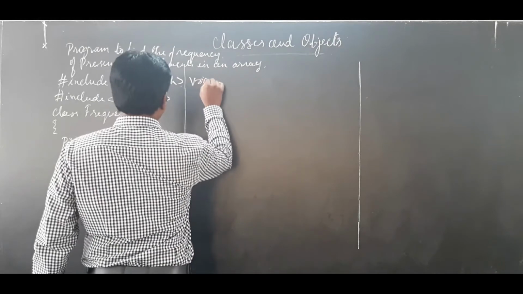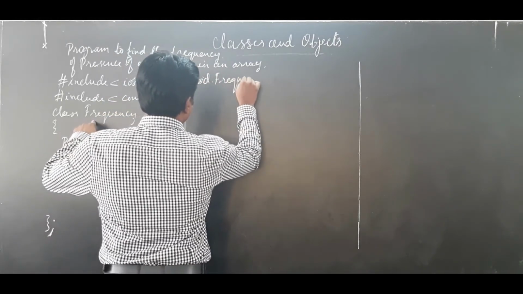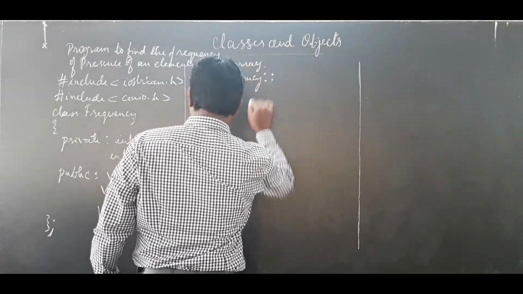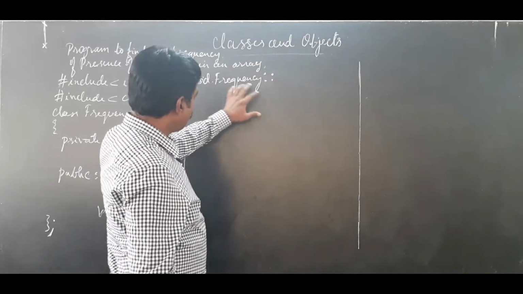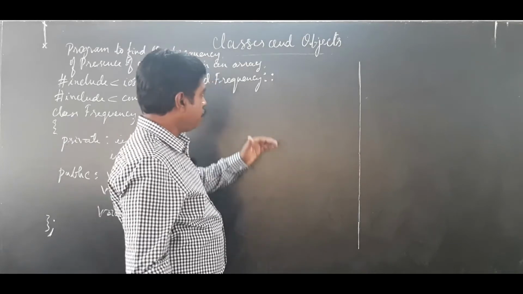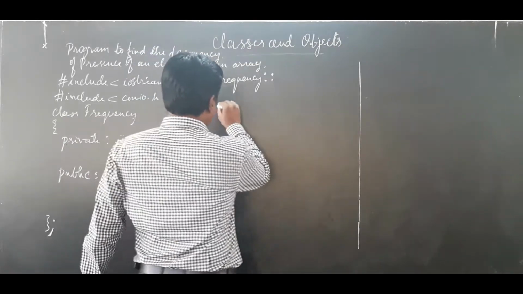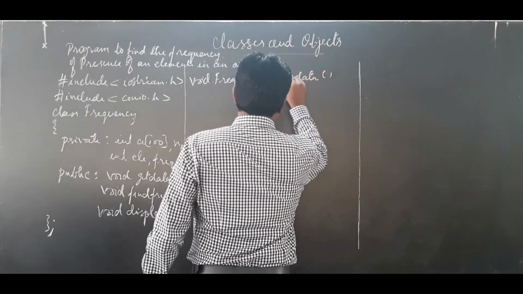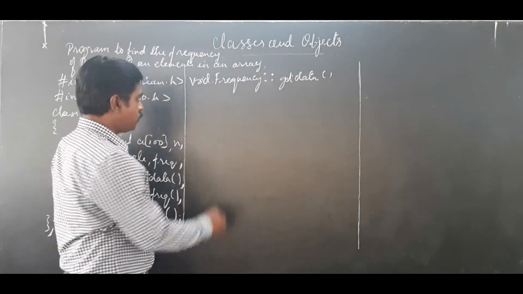Then I write void, then I say frequency, scope resolution operator. You know about scope resolution operator. So scope resolution operator resolves the conflict of being a member function to a particular class. Then I write get data. Hope you have written the same thing as in the previous class.